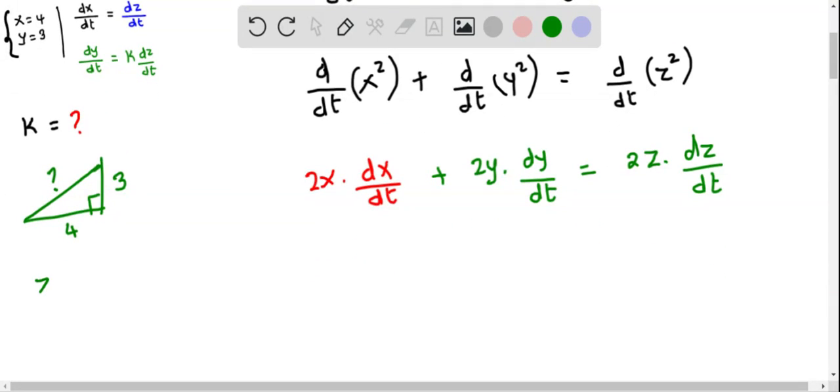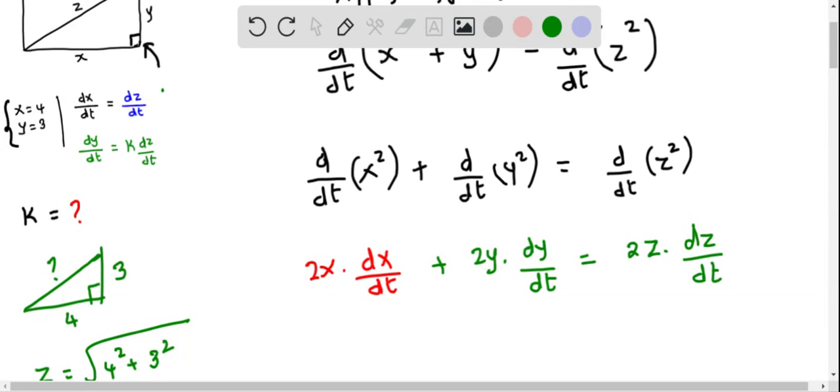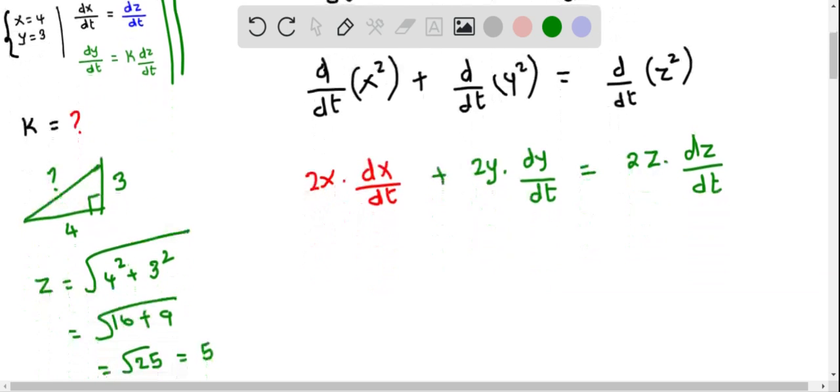So z is basically, if you use the Pythagorean theorem, the square root of 4 squared plus 3 squared. So 4 squared is 16, 3 squared is 9. So 16 plus 9 is 25. We take the square root of 25, it is 5. So at this instant, we know the value of z equals 5. So I'm going to substitute all this information as well as the given equations to find the value of k.